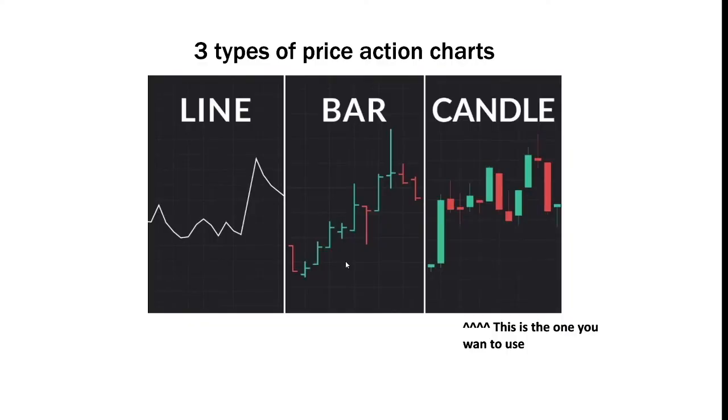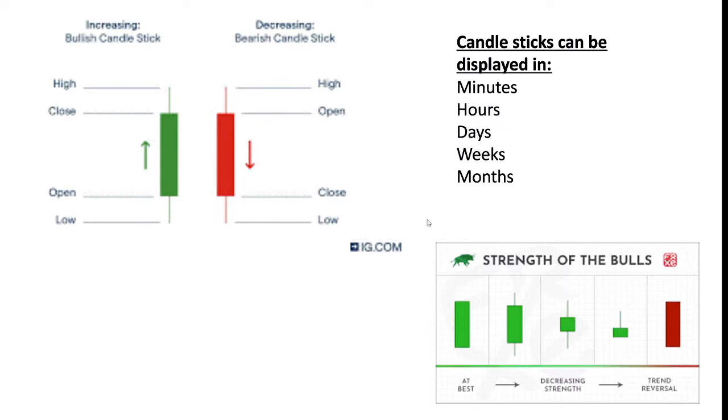So there's three types of price action charts. There's a line chart, a bar chart, and what you would call a Japanese candle chart. Now this is the one you want to use, excuse my grammar. Line and bar charts aren't really utilized. Some people do utilize them, but the candle is what's going to give you the best illustration of what's going on in a price action sense.